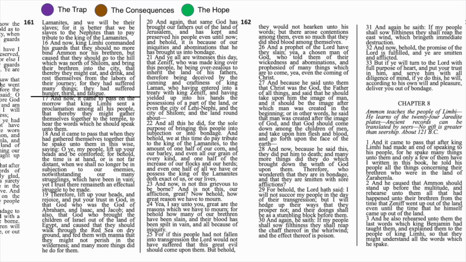Here are some of my thoughts. Limhi begins with the message of hope. He says in verse 18, "Lift up your heads and be comforted." What a great way to begin. It's not with a reprimand, not with an "I told you so." It's be comforted. There's a way out. We can be freed from our enemies.